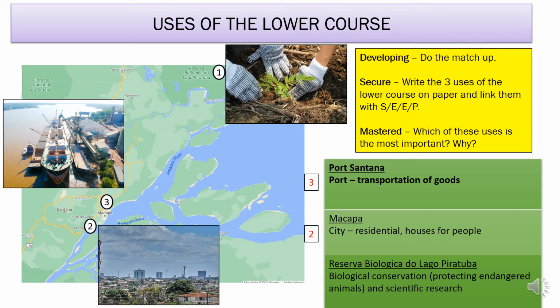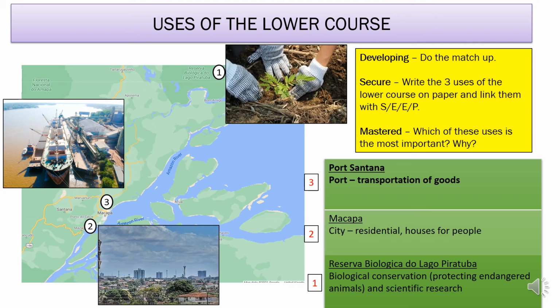For Macapa is the second image, the one with the blocks with the city. That's because the second use of the Amazon River is simply for people to live there. They are living there. They are building their houses there. It is a residential place. It is a house for people really.